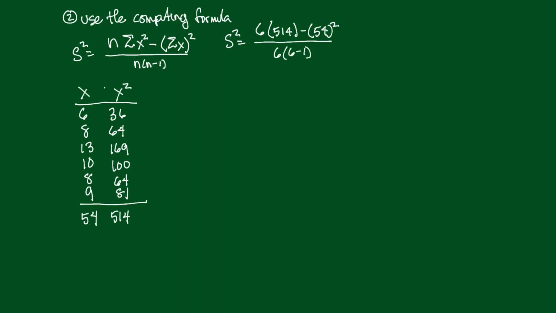All right, now here's what I got when I did these. 6 times 514, I got 3084. Minus 54 squared, 2916, over 6 times 5. All right, now, 3084 minus 2916 is 168 divided by 30, which turns out to be 5.6. Okay, square units again.